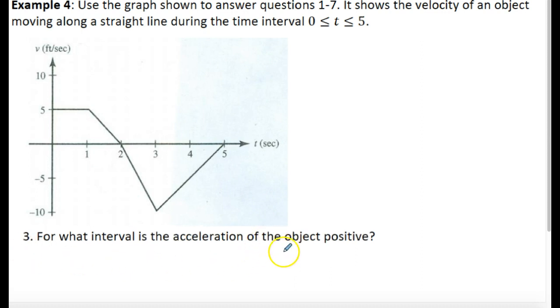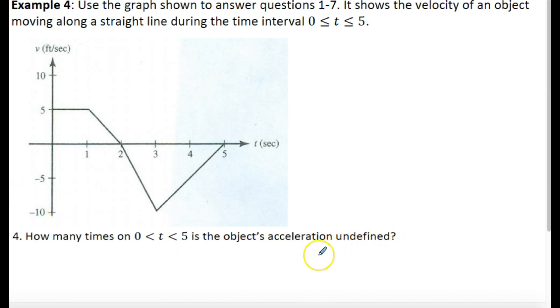For what interval is the acceleration positive? Acceleration, remember, is the slope of velocity. It's the derivative of velocity. So what we want to look for here is, where is the slope positive? Well, the slope is only positive right here, from 3 to 5. Right? Everywhere else, it's either 0 or negative. So the acceleration is positive from 3 to 5 seconds, or again, we could write it in interval notation. All right, try number 4.